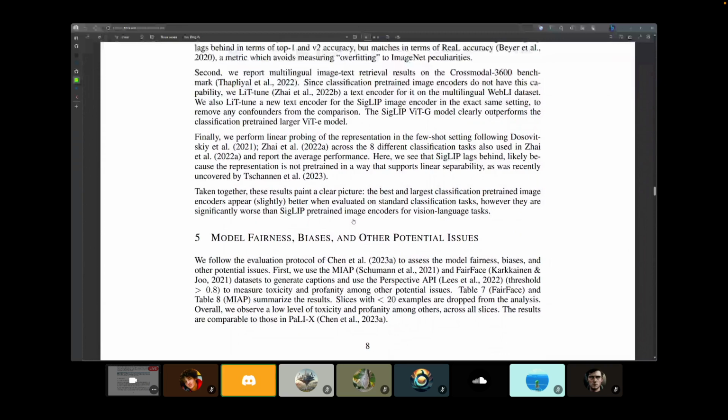Model fairness, biases, and other potential issues. We follow the evaluation protocol to assess the model fairness, biases, and other potential issues. We use the MIAP dataset to generate captions and use the Perspective API to measure toxicity and profanity among other potential issues, and summarize the results. The results are comparable to those in PaLI-X.